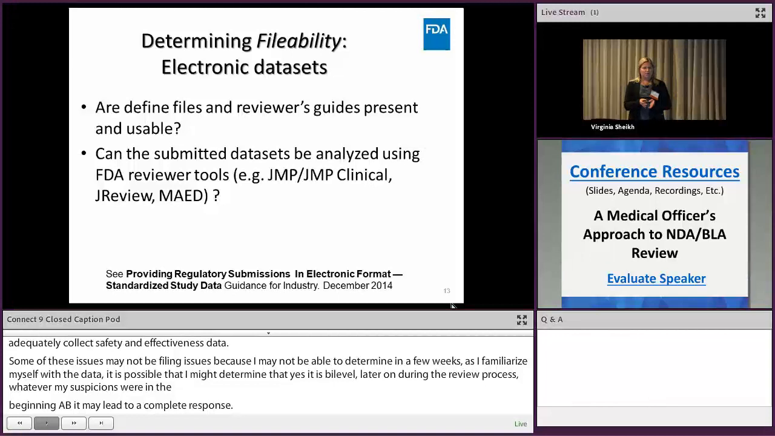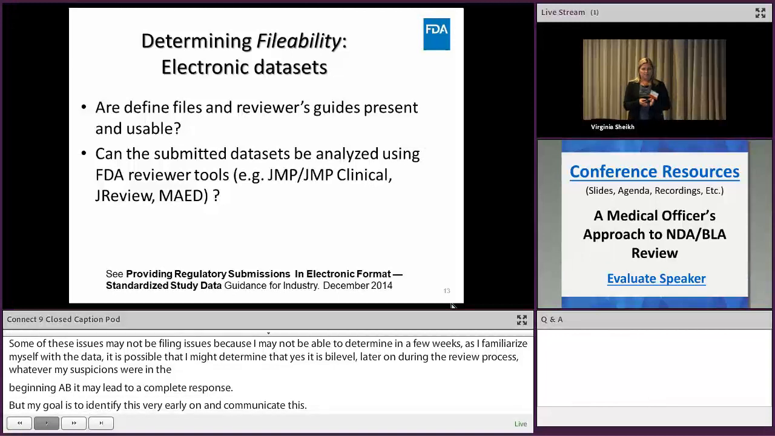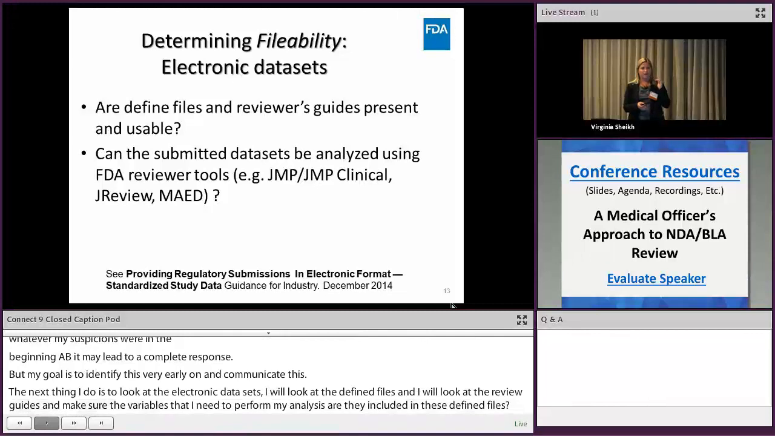The next thing I do is I look at the electronic data sets. So I'll go and look at those define files, and I'll look at those review guides and make sure: are the variables that I'm going to need to perform my analysis included in those define files? Do they seem to be, are they going to provide enough guidance for me to be able to do the analyses that I need to do?